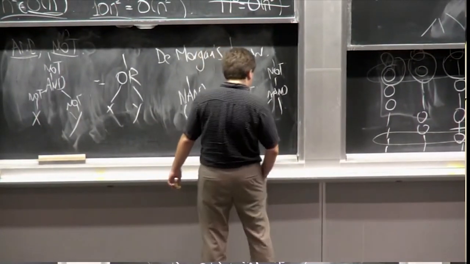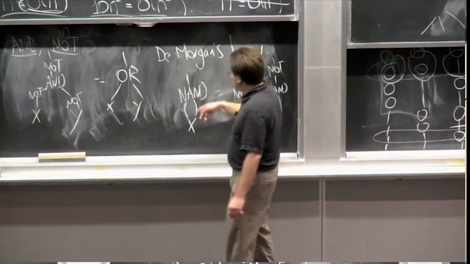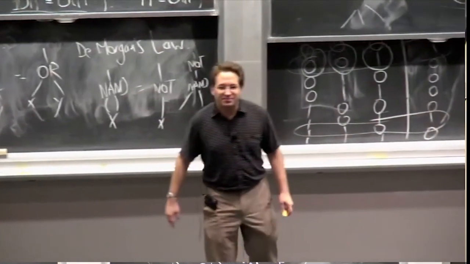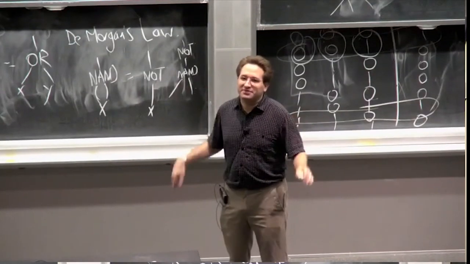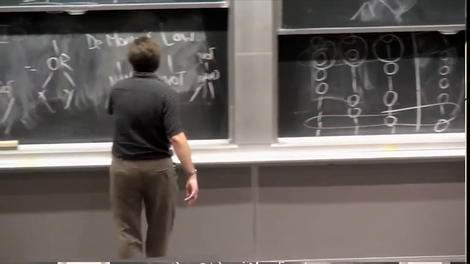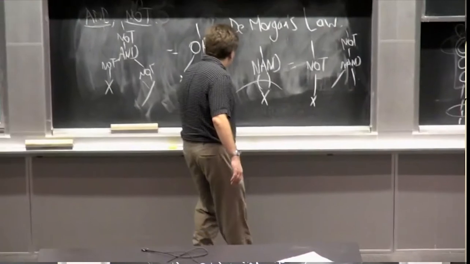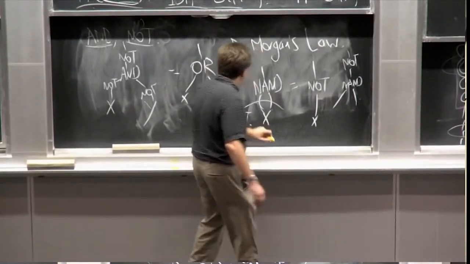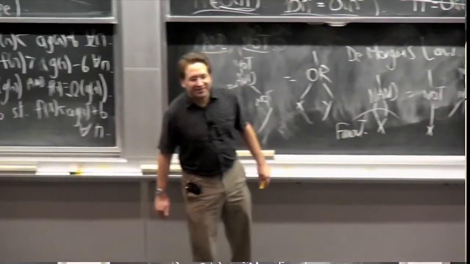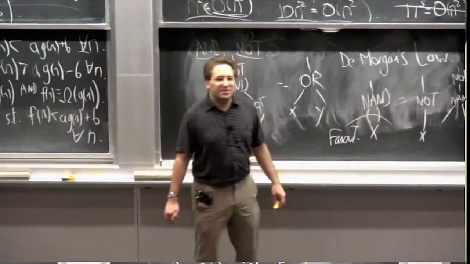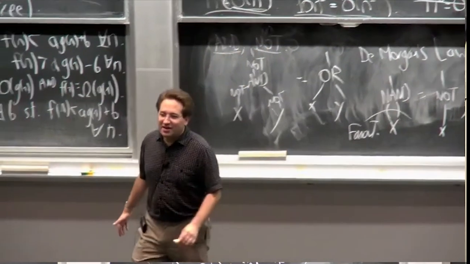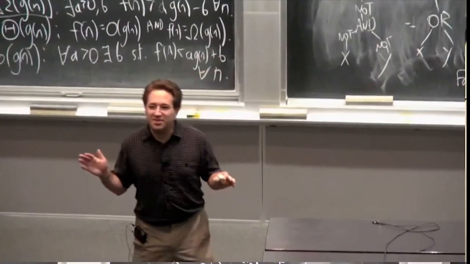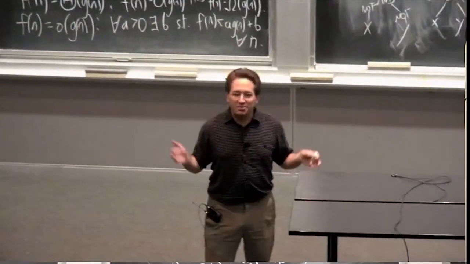That's a good point. I was assuming here that you're allowed to just have two wires coming out of the same bit. This, by the way, is something that we call fan out. So yes, we're assuming that you are allowed to copy bits arbitrarily. That's an assumption that we'll make.